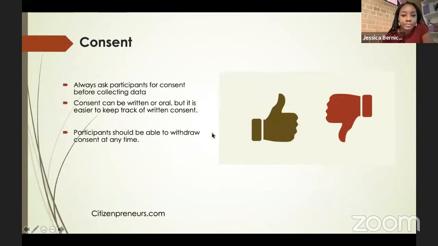Definitely. All right, I think that's all I have to say about consent. Just make sure you ask for consent. It could just be a simple, yes, I agree to participate. Yes, I want to take your survey. Yes, you can interview me. But it goes a long way in the research process.